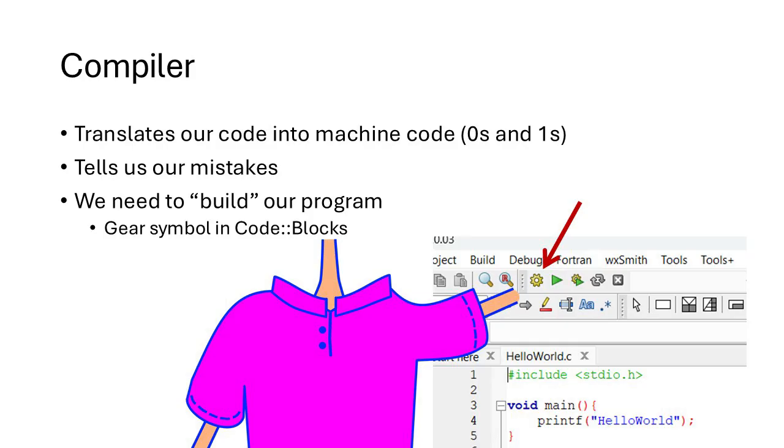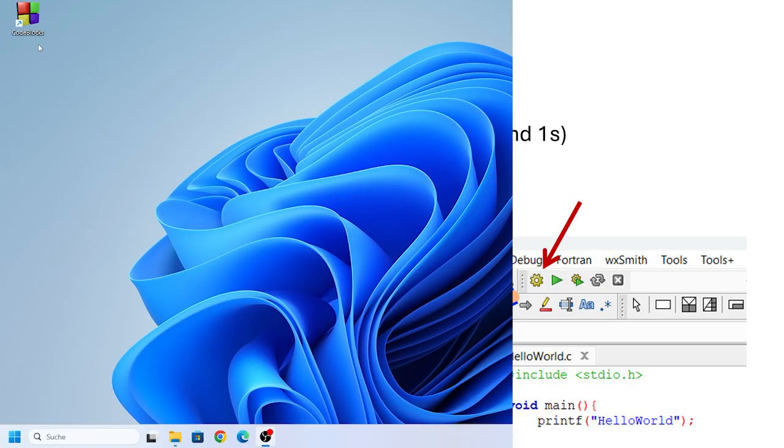It's very easy to do all of that. You just need to click on the gear symbol in CodeBlocks and it will compile your program for you. After that, you can click on the green play button and your program will start.